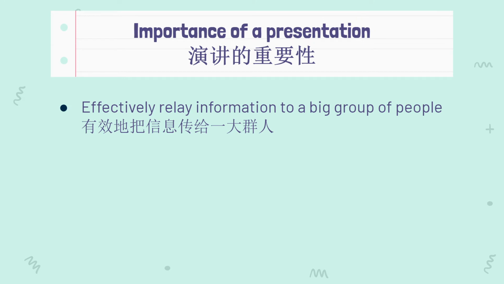So, a presentation is important because it helps you to relay or pass information effectively to a big group of people. So you are addressing everyone at the same time to say the same things lah.